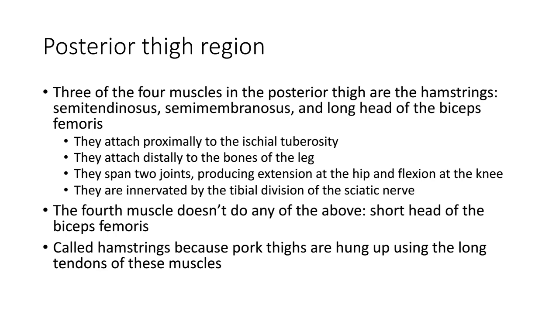The fourth muscle doesn't do any of the above. The fourth muscle is the short head of the biceps femoris. Together, these four muscles are called the hamstrings because pork thighs are hung up using the long tendons of all four of those muscles.